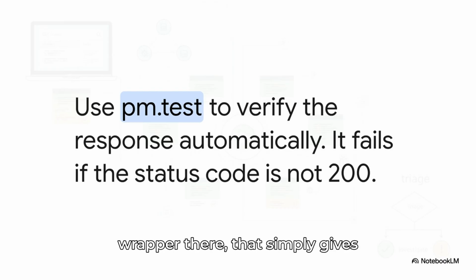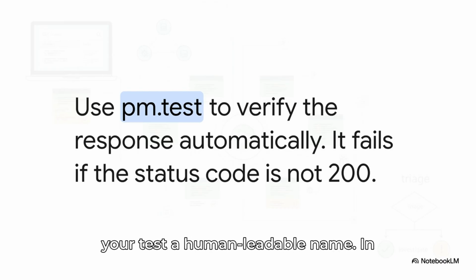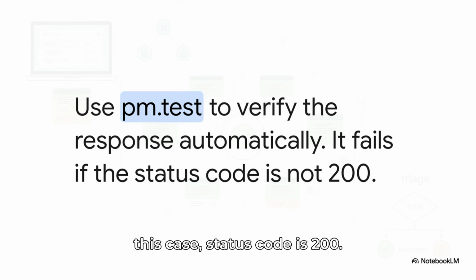The pm.test wrapper there, that simply gives your test a human-readable name. In this case, status code is 200. Inside that function is our assertion, pm.response.to.have.status(200). When you hit send, Postman automatically runs this script against the response. If the server throws a 404 not found or a 500 internal server error, this test instantly fails and the interface turns bright red. Boom, that's your first automated line of defense.